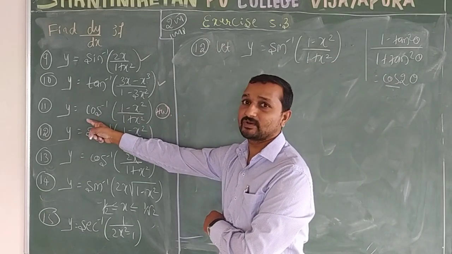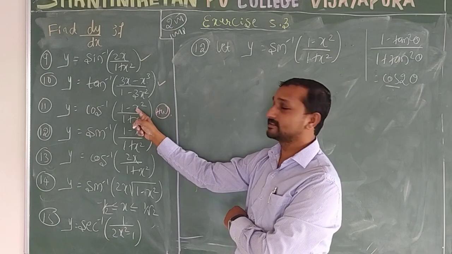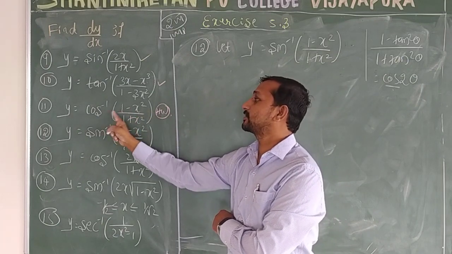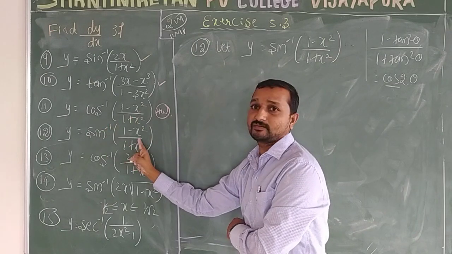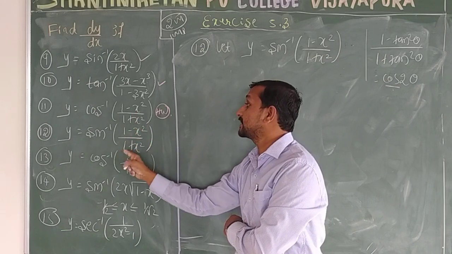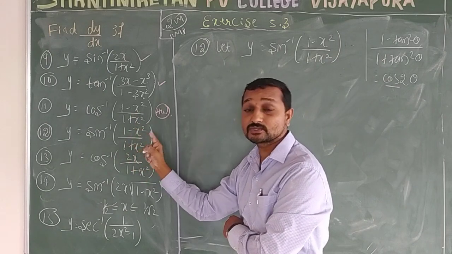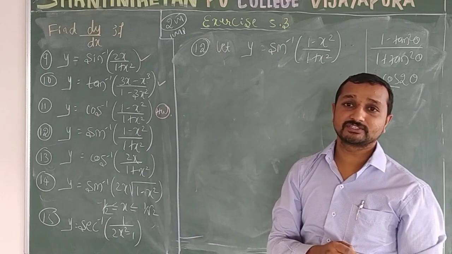The 11th example, I already gave it as your homework example. Here, put x equal to tan theta. This is the cos 2 theta formula. Here check that this is cos inverse of sin inverse of. This is the cos 2 theta formula obviously, so this is not the sin 2 theta formula. This is the cos 2 theta formula. Then we convert the cos to a sin function.